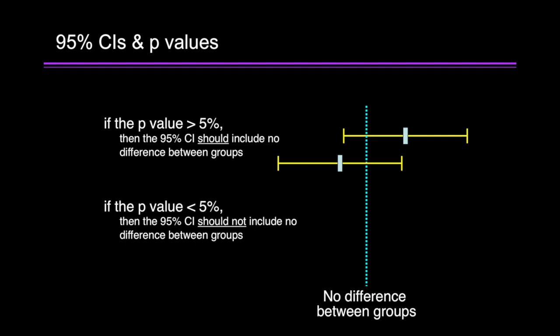If the p-value is less than 5%, then the 95% CI should not include no difference between the two groups. So a statistically significant finding, the confidence interval doesn't include no difference between the two groups. And again, the effect size can be on the other side, but both these last two studies are statistically significant studies.